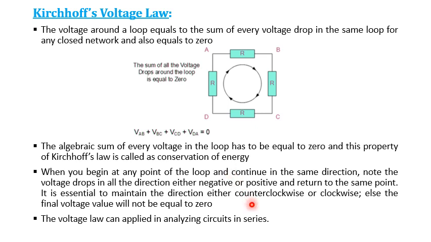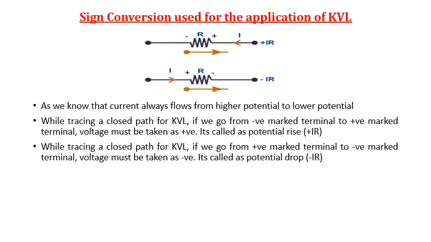Here also, you can consider the direction of the current flow initially. According to the direction of the current flow, you trace the circuit and then assign the sign conventions. That we will see in the next slide. This voltage law is only applicable to series circuits. Now let us see the sign convention used for the application of KVL.